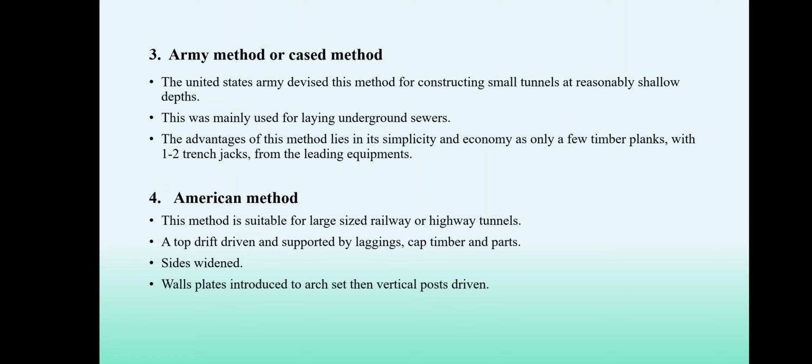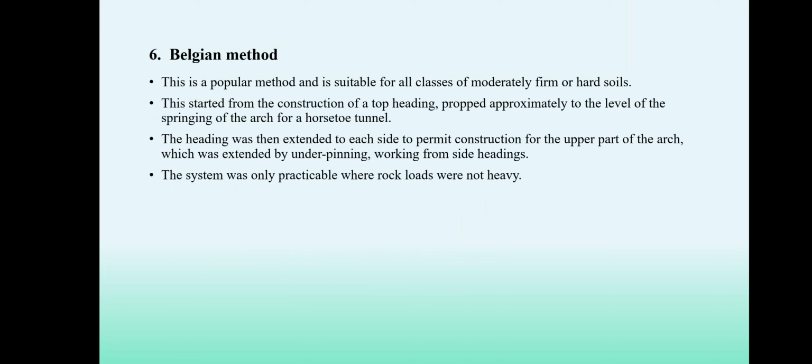American method. This method is suitable for a large-sized railway or highway tunnel. A top drift is driven and supported by lagging and cap timber and posts, the sides are widened, wall plates are introduced, an arc set is placed, then vertical posts are driven.